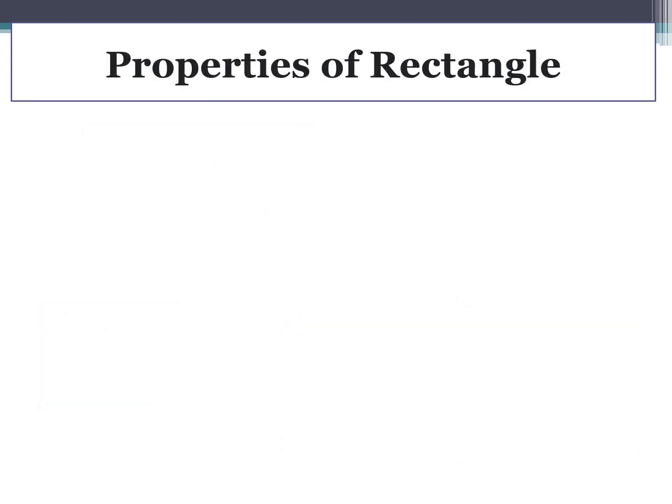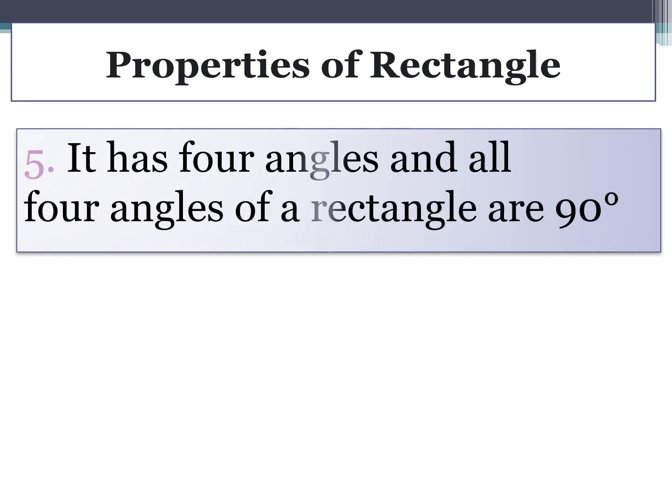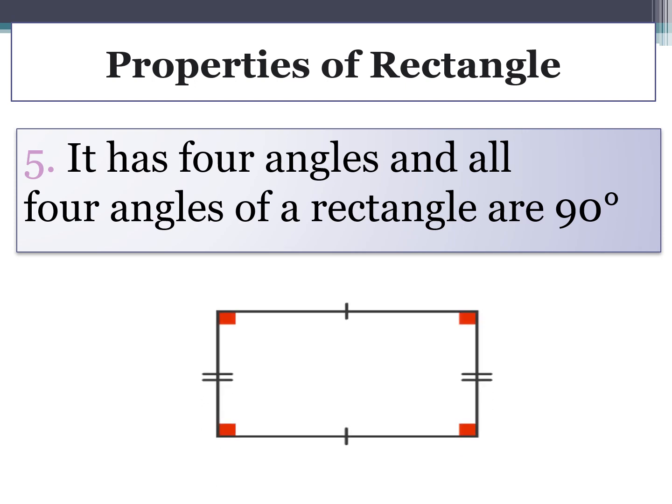The next property of a rectangle is it has four angles and all four angles of a rectangle are 90 degrees. Here you can see the figure of a rectangle and there are four small red boxes in the rectangle. So we can say that there are four angles of a rectangle which are equal to 90 degrees.